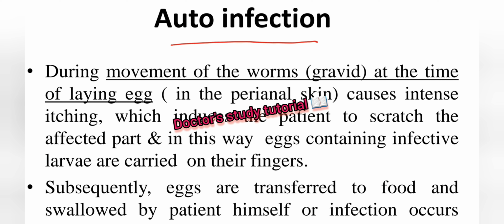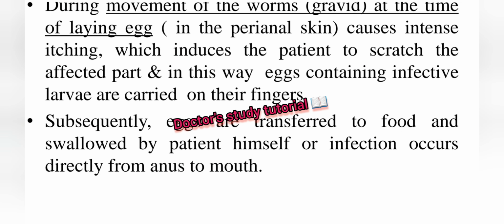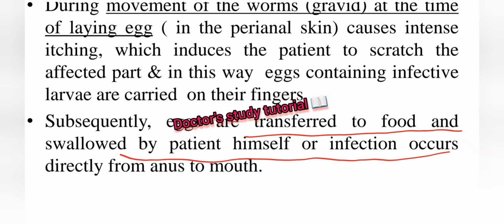Auto-infection. The movement of the worm at the time of laying eggs in the perianal skin causes intense itching, which induces the patient to scratch the affected part, and in this way the eggs containing infective larvae are carried on the fingers. Subsequently, eggs are transferred to the food and swallowed by the patient himself, or infection occurs directly from the anus to mouth.